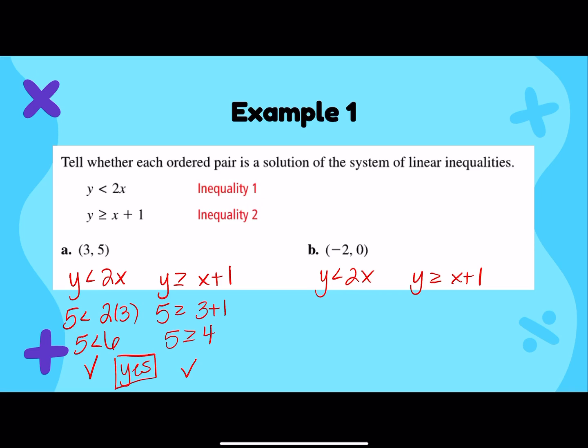If I do it over here, I'm going to get 0 is less than or equal to 2 times -2, which is -4. This is already not true, so I don't need to do the rest of it. If it doesn't work for one of them, then it is not a solution to the system. So this is no.